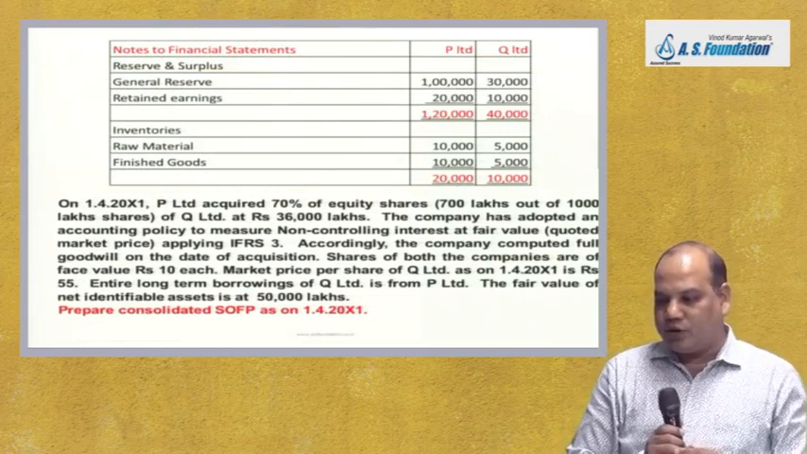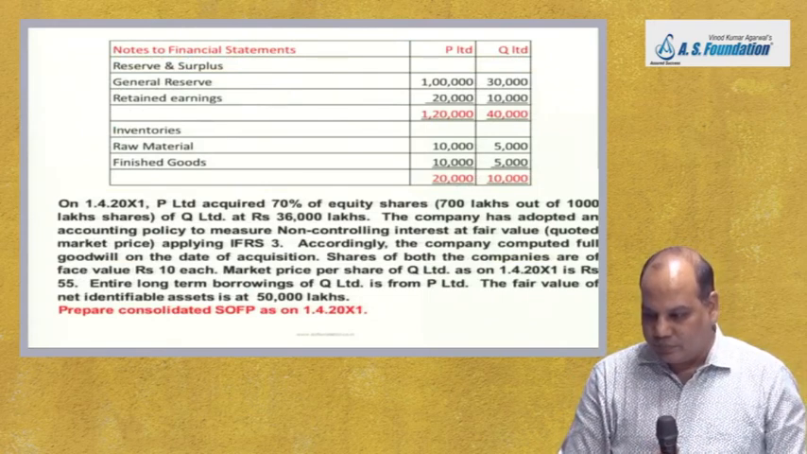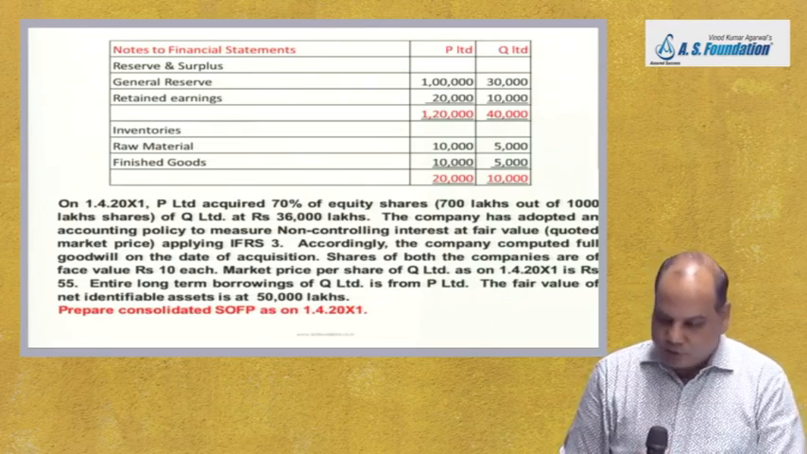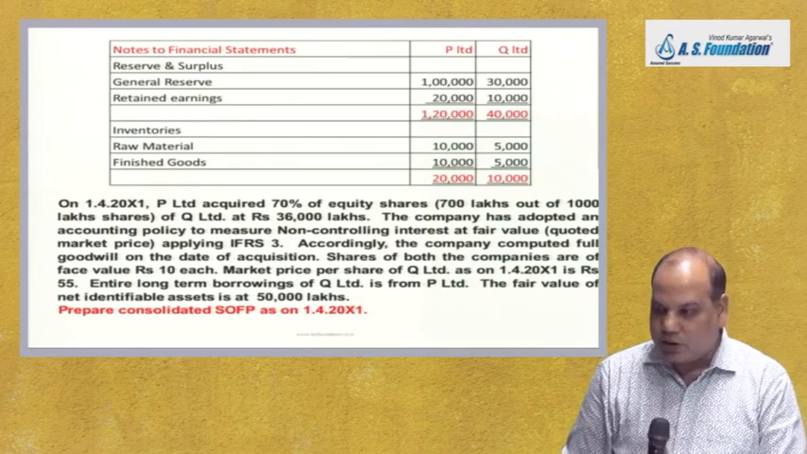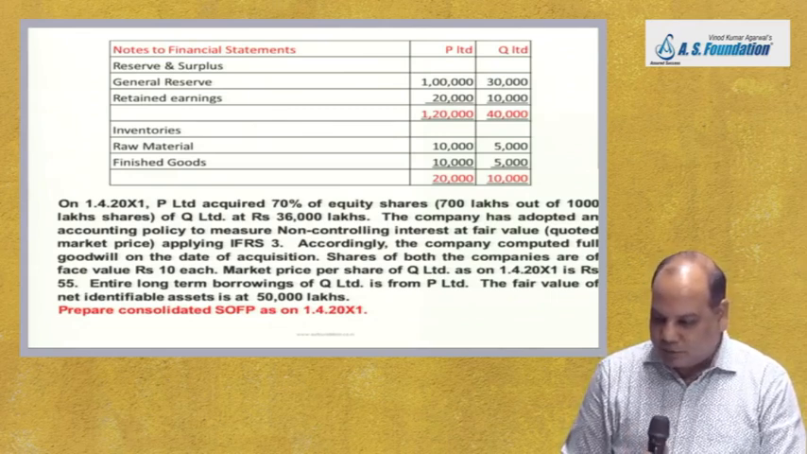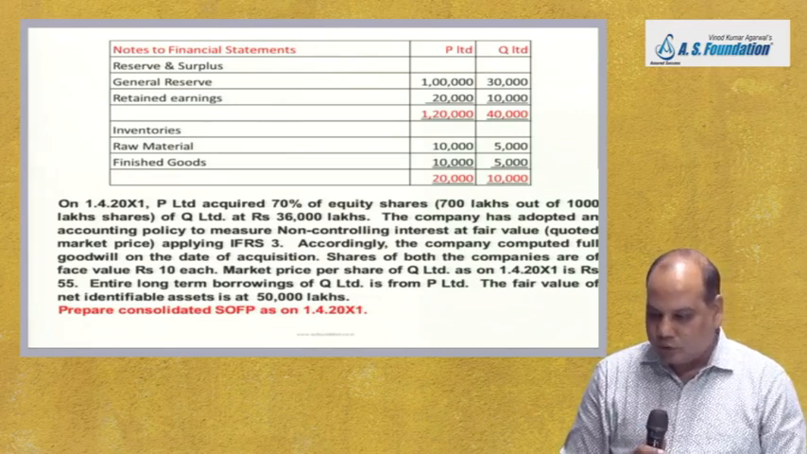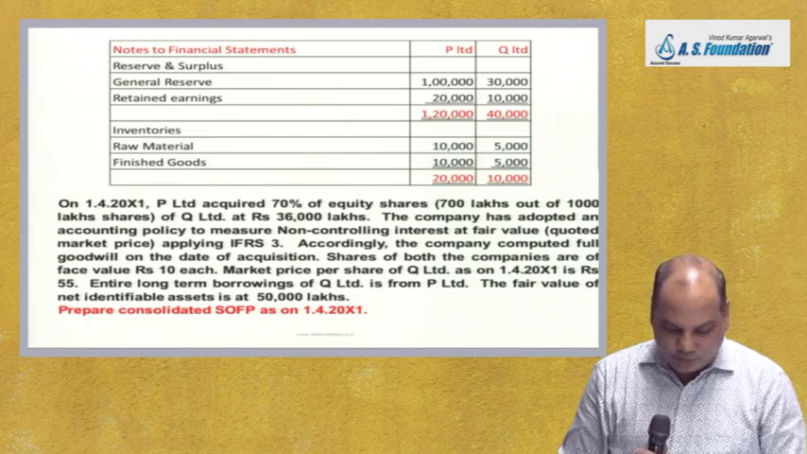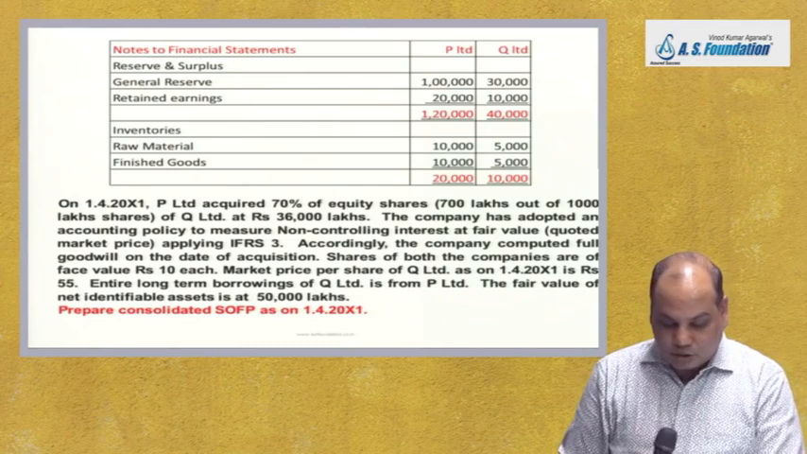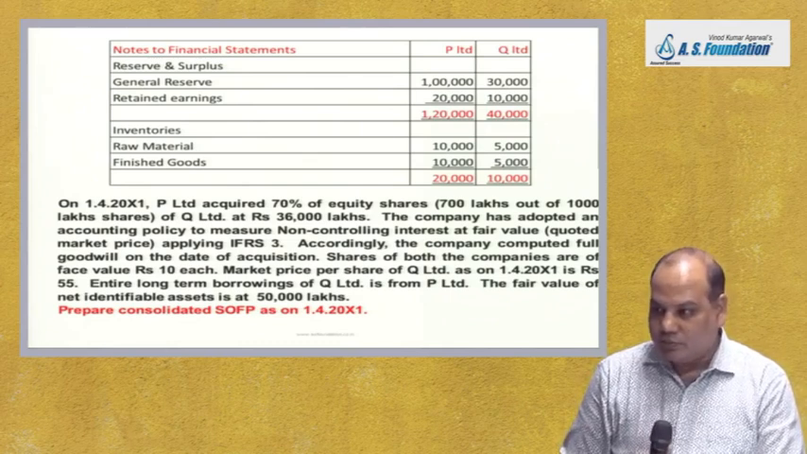Then notes to financial statement. Under that they have given reserve and surplus, general reserve, retained earning. If you see, this will match with the SOFP, 1,20,000 and 40,000. Similarly, they have given you the breakup of inventory, raw material and finished goods, 20,000, 10,000, which is also appearing in the SOFP. Now see the adjustment given below.